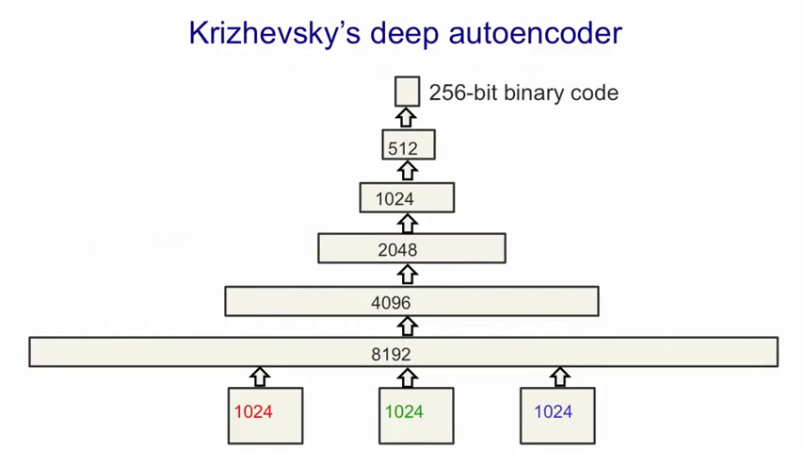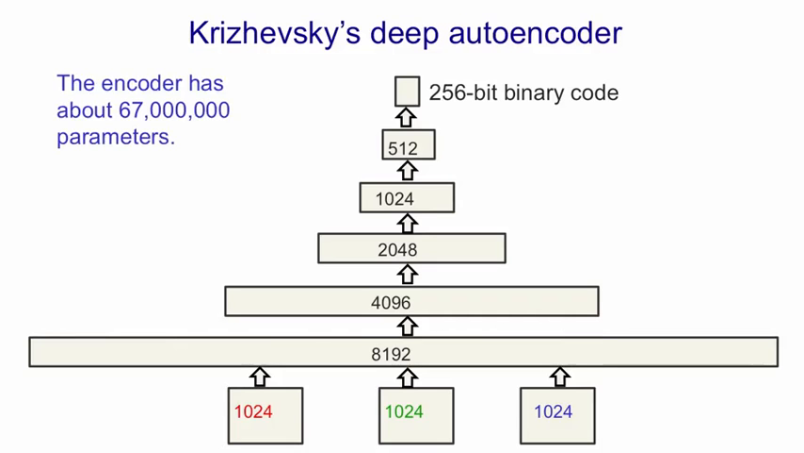So here's a net that was trained by Alex Krizhevsky. It's working on small color images, so they're only 32 pixels by 32 pixels, and it takes as input the red, green and blue channels from those images. So there's 3,000 inputs. It then expands that to a larger number of hidden units, because we're going to go from real valued inputs to logistic hidden units, which probably have less capacity. We then progressively decrease the number of units in each layer until we get down to 256 bits. This encoder has about 67 million parameters.